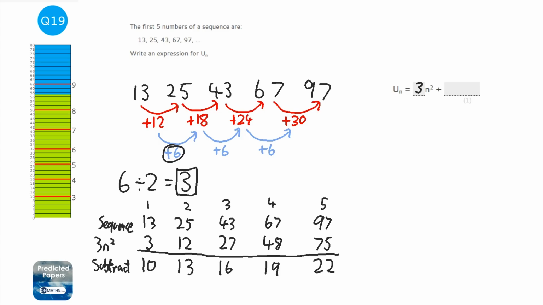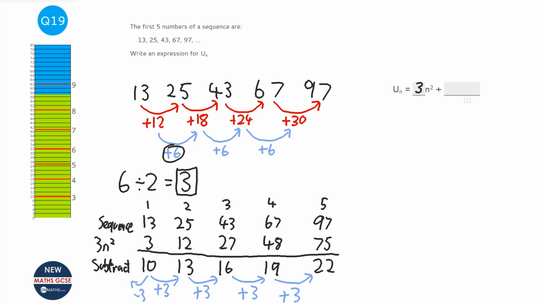Okay, now we end up with a little sequence here. We've got 10, 13, 16, 19, 22. Now we find the difference in that. So that's plus 3, plus 3, plus 3, plus 3. Now that's a linear sequence. Now we've got to find the nth term of it. So to do that, we find the 0th term. So we go back 1, we subtract 3.